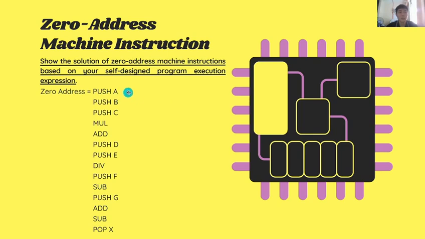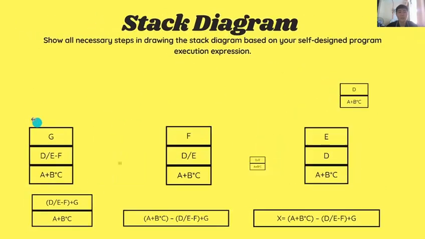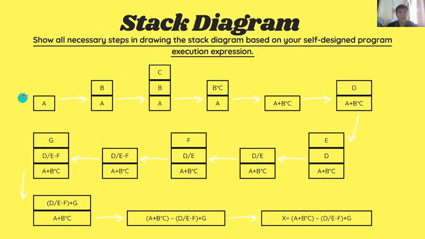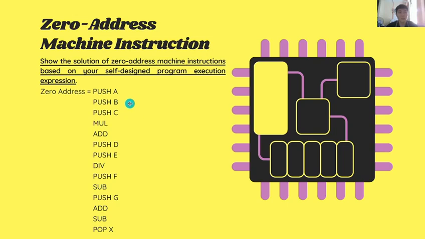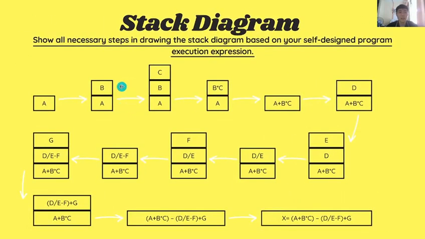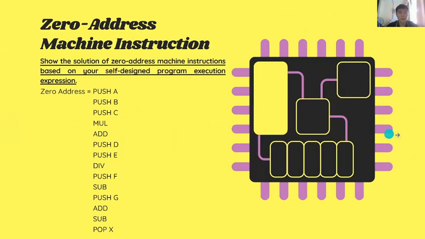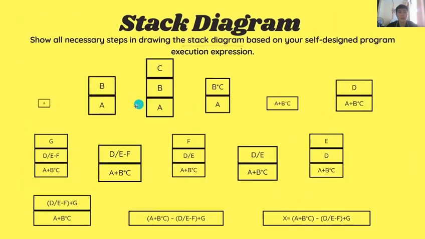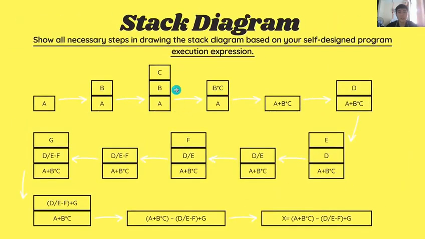So for the first instruction, push A. Push A in the stack diagram, you just write an A like this here, okay? And then the next instruction is push B. Push B, you write the B above the A like this. And then another step is push C. For push C, you just write the C above the B, okay, like this.